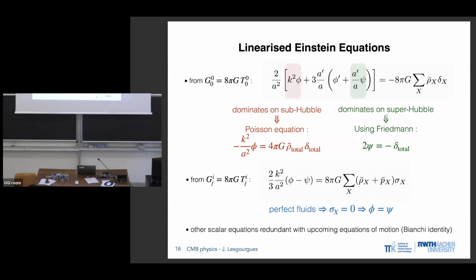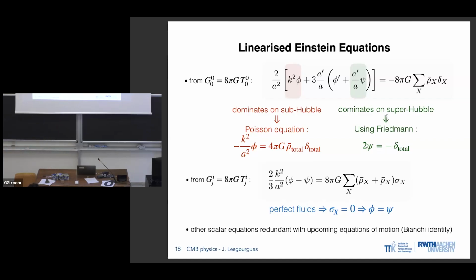If we were in the opposite limit, the super-Hubble regime, it would be the opposite. The term with a prime over a squared, which is the last one, would dominate. And then our approximate equation would give you an equality between this term and this term with the appropriate factor. And after using the Friedmann equation, you would get an a prime over a squared here. You would replace it using the Friedmann equation. It would give you a rho total. The rho total would simplify with the rho which is on the right-hand side. And you would end up very quickly with the result that 2 psi is minus delta total.